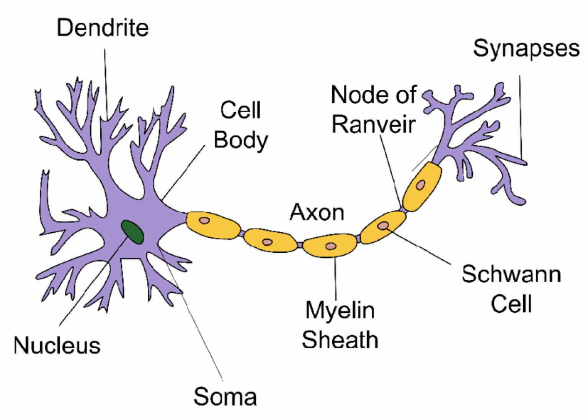In artificial neural networks, we replicate this process in simplified mathematical form. We simulate thousands, even millions of artificial neurons connected in layers, learning patterns from data just like our brains learn from experience.